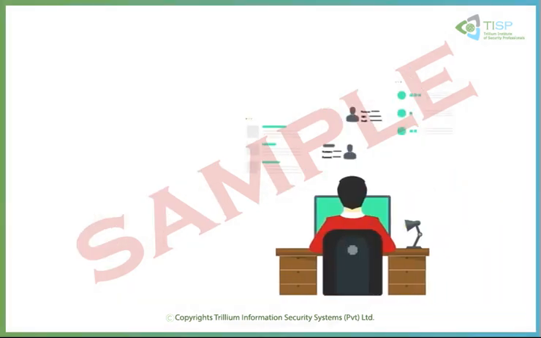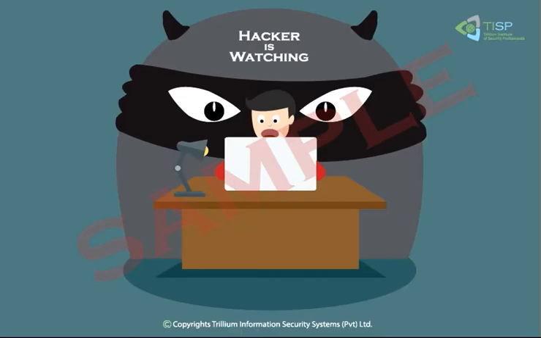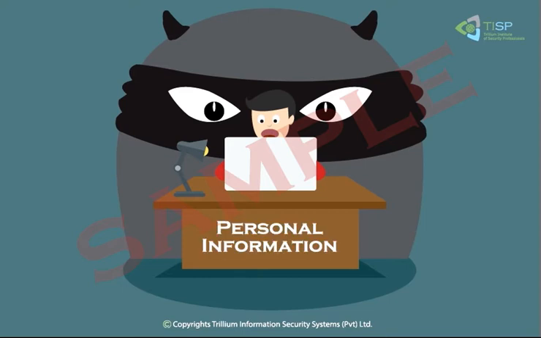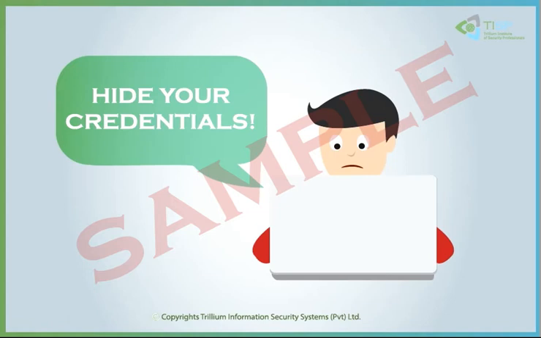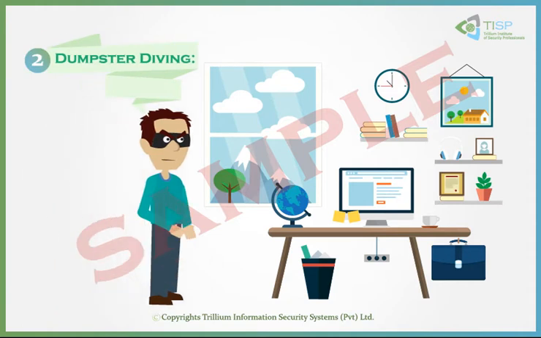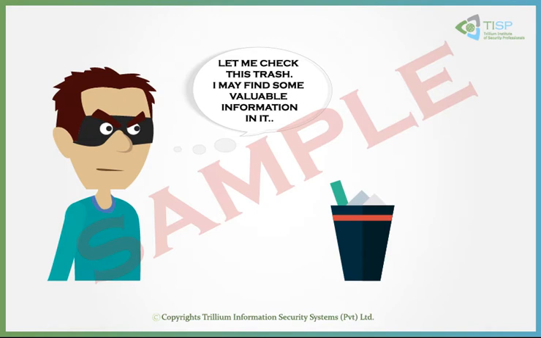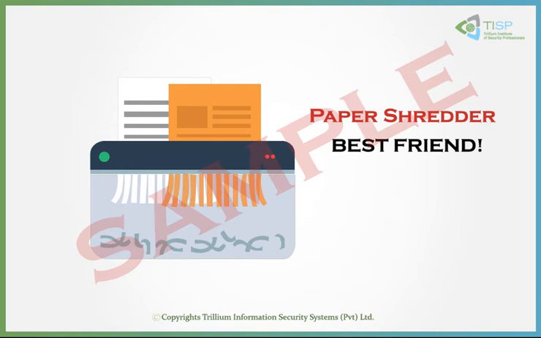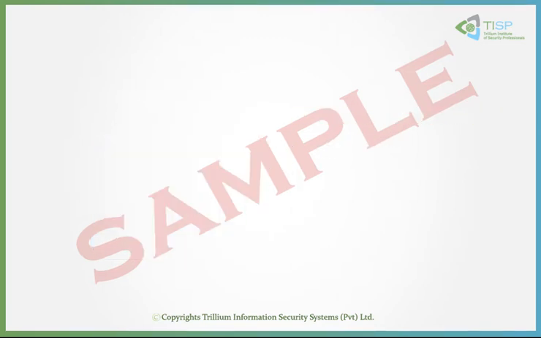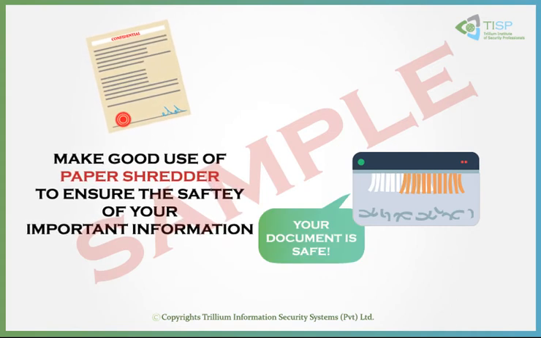Human-based social engineering starts with the basics like shoulder surfing, where the hacker may be watching over your shoulder closely to steal your personal information like usernames and passwords. On the other hand, a social engineer might also use a technique called dumpster diving, which involves looking into the trash for important papers, which contains ID numbers, credit card information, and signatures. To avoid this, a paper shredder is your best friend. Make good use of a paper shredder to ensure the safety of your important information.